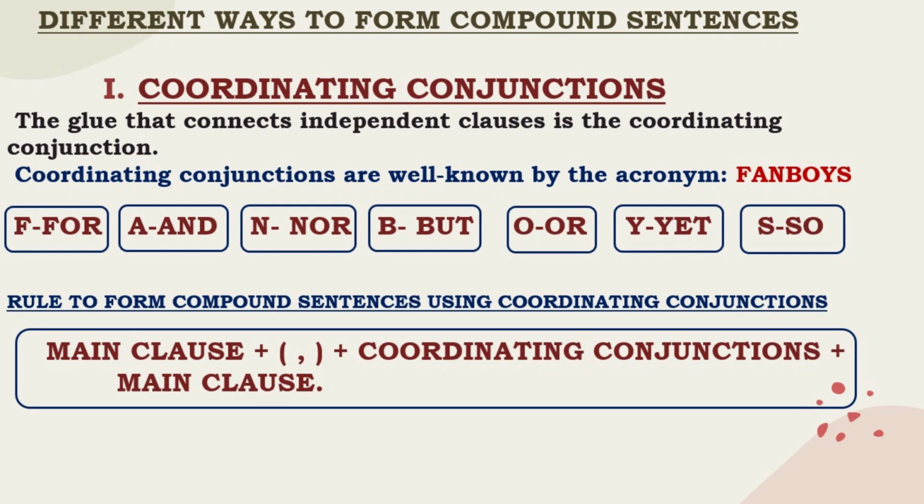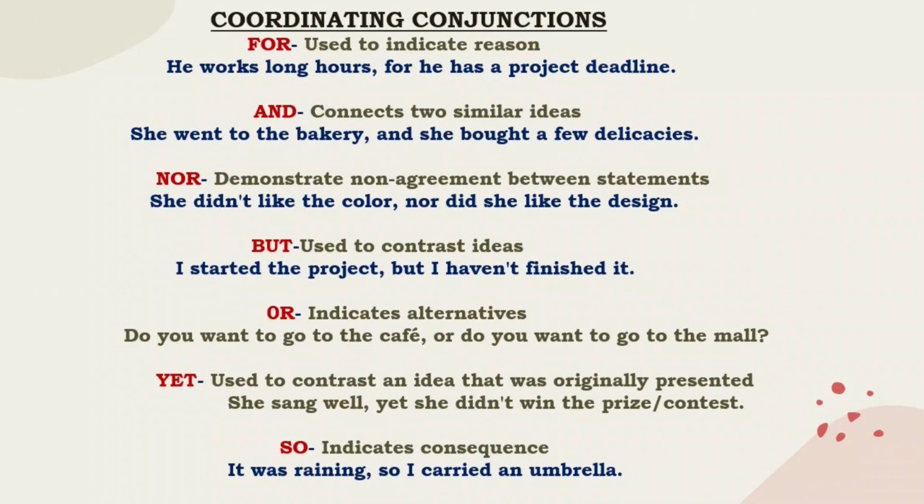Let us discuss each of these conjunctions in detail. For is used to express a reason. It's similar to the word because. He works long hours, comma, for he has a project deadline. And is used to connect two similar ideas. She went to the bakery, comma, and she bought a few delicacies.